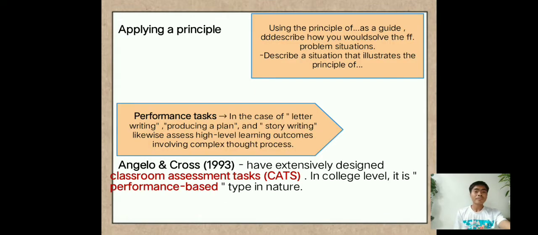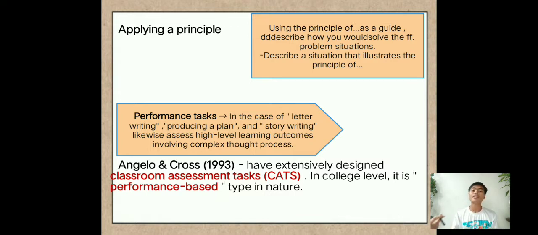And then applying a principle: using the principle of as a guide, describe how you would solve the following problem situations. Describe a situation that illustrates the principle. So the students must be familiar with the principles being tackled during the discussion. And then performance tasks, in the case of letter writing, producing a plan, and story writing, likewise assess high-level learning outcomes involving complex thought processes.